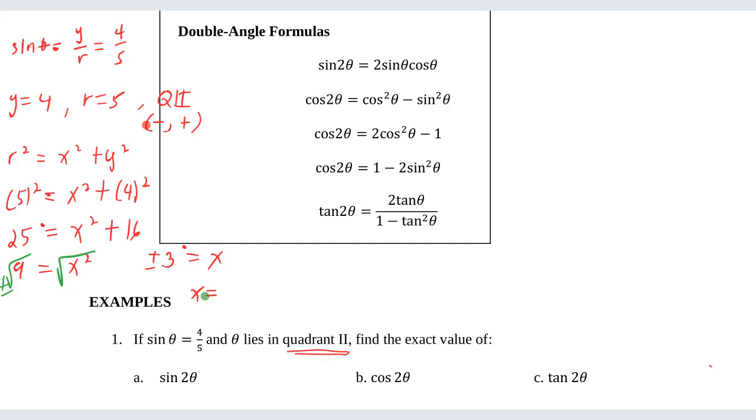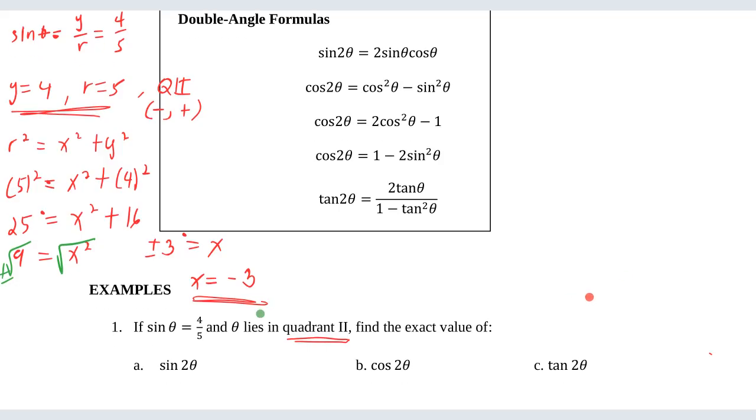Sorry, the x here is negative. So we will be accepting the value of x, which is negative 3 instead of the positive. Okay, so now we have all the values that we need, the x, the y, and the value for r. So now we can go ahead and begin evaluating the given expressions here and then finding the exact value.